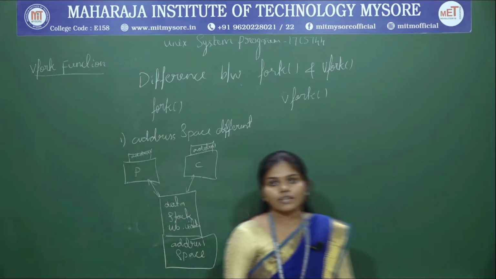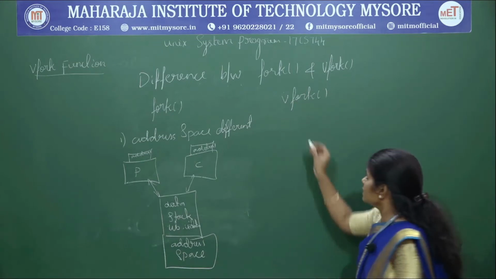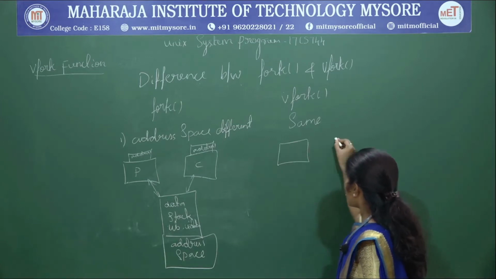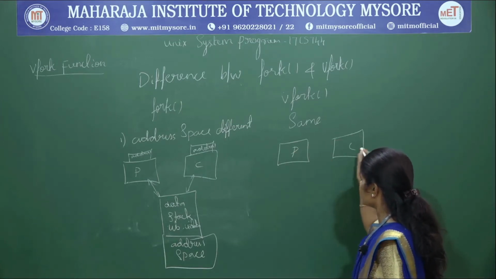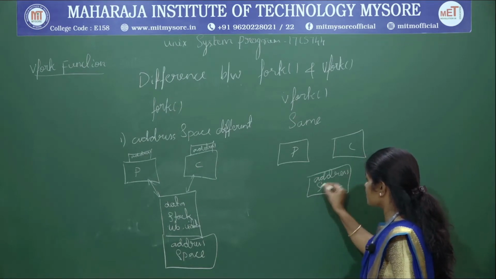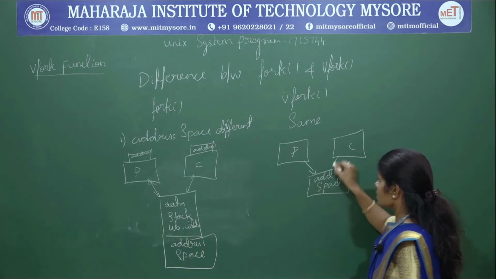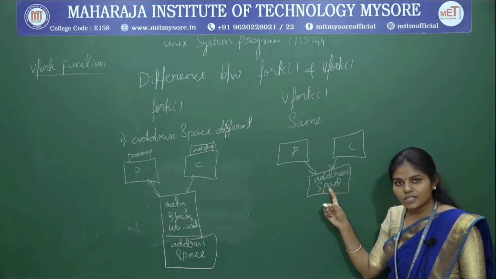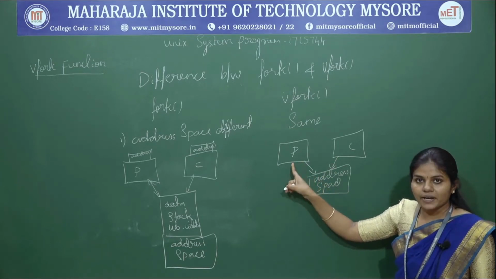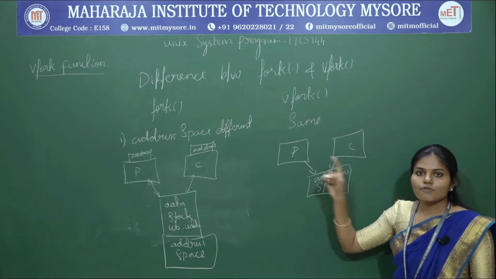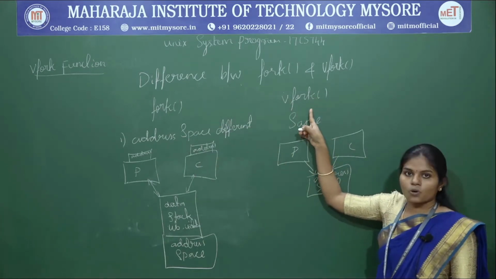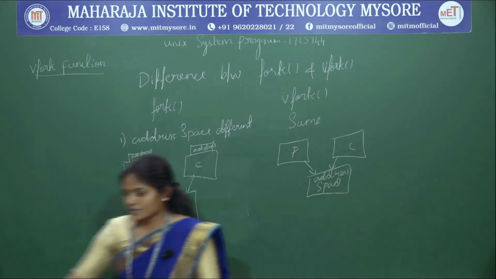Now let us see the next one, the address space in vfork. Here the address space is the same: both the parent and the child share the same address space. That indicates that any change to any variable affects both the parent as well as the child. So this is the first difference between the fork command and the vfork command. Let us see the second difference.